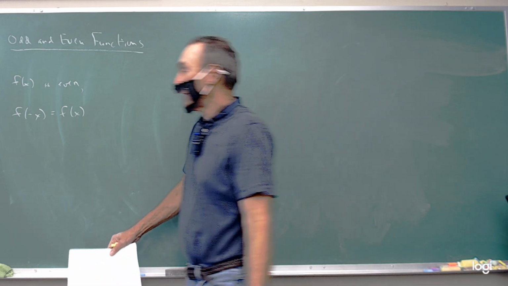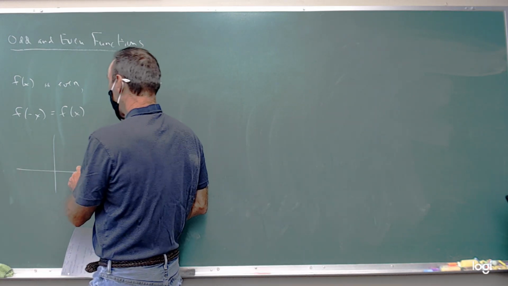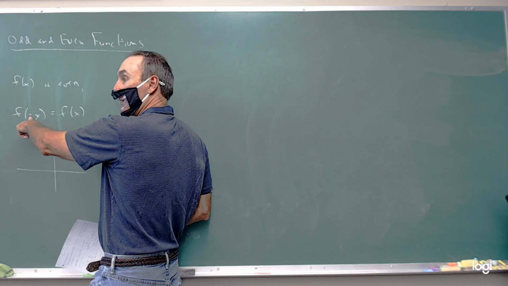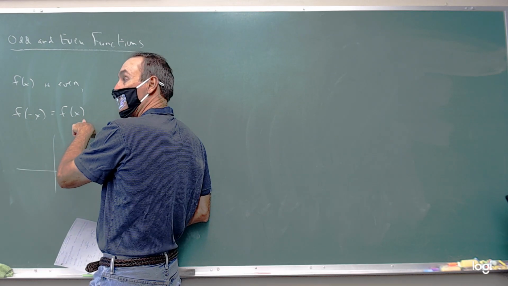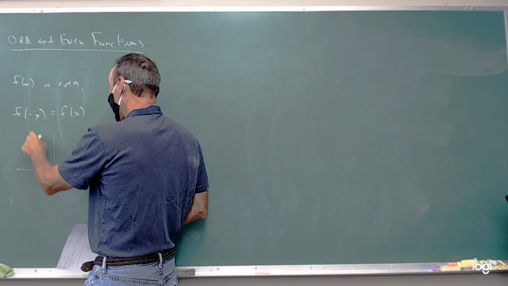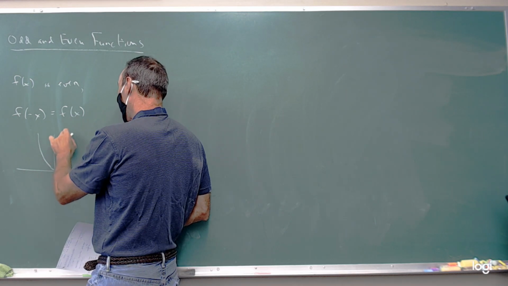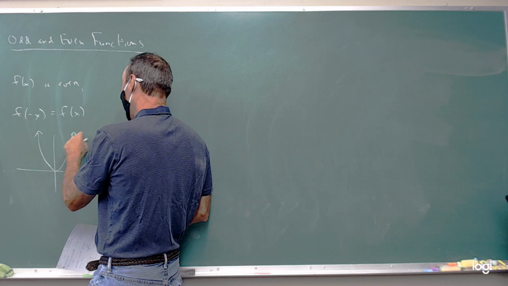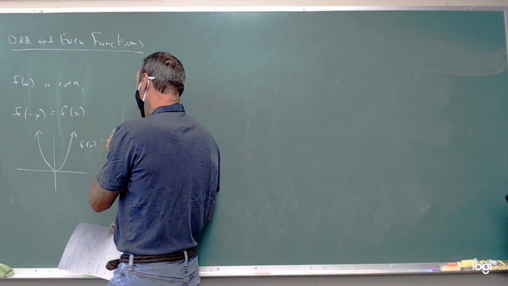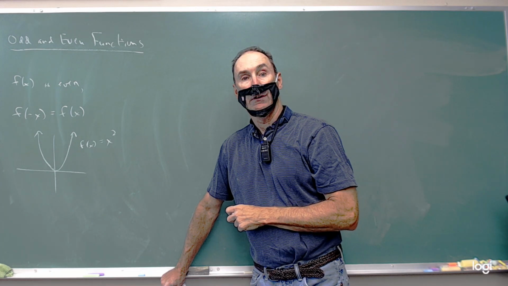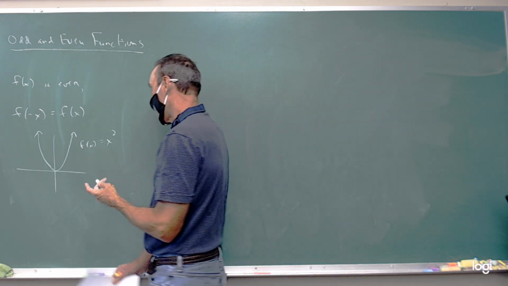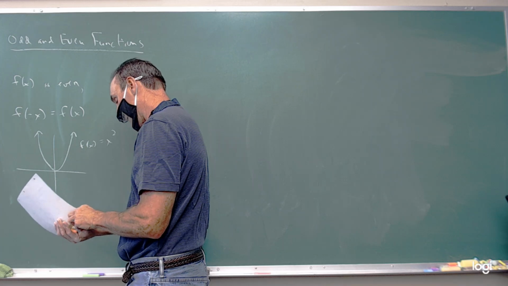So geometrically, you can see that reflecting in the y-axis is exactly the same as the original. A classic even function, once you remember, is one that has an even power, right? X to the second. And another trig function that's even.